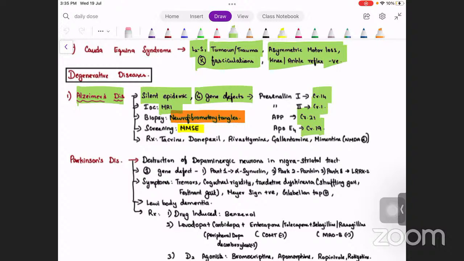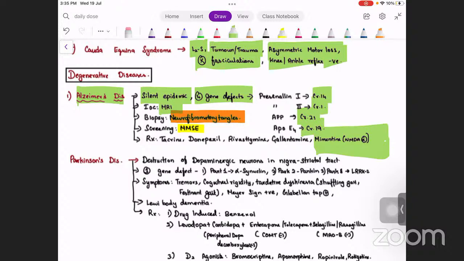And apart from that, the treatment: tacrine, donepezil, rivastigmine, galantamine. Among them, tacrine is not used nowadays due to hepatotoxicity. They are acetylcholinesterase inhibitors, the reversible ones. And apart from that, you have one more drug called memantine, which is an NMDA receptor blocker. So this was asked several times in FMGE. What is the NMDA receptor blocker used to treat Alzheimer's? That is your memantine.